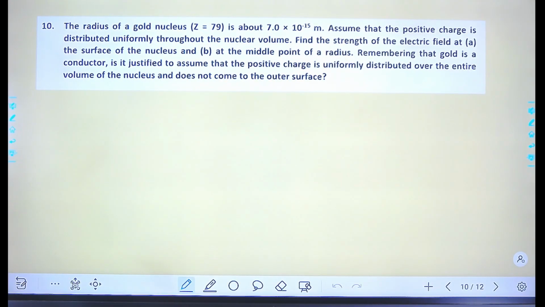Next is radius of gold nucleus is 79 and it's given mass atomic number is 79, radius is 7 Fermi. Assuming positive charge is uniformly distributed throughout the nuclear volume. Find strength of electric field at the surface of nucleus and at the middle point of the radius. Assuming gold as a conductor, you can assume positive charge to be uniformly distributed, does not come on the outer surface. हमने assume करना है कि charge uniformly distributed है.